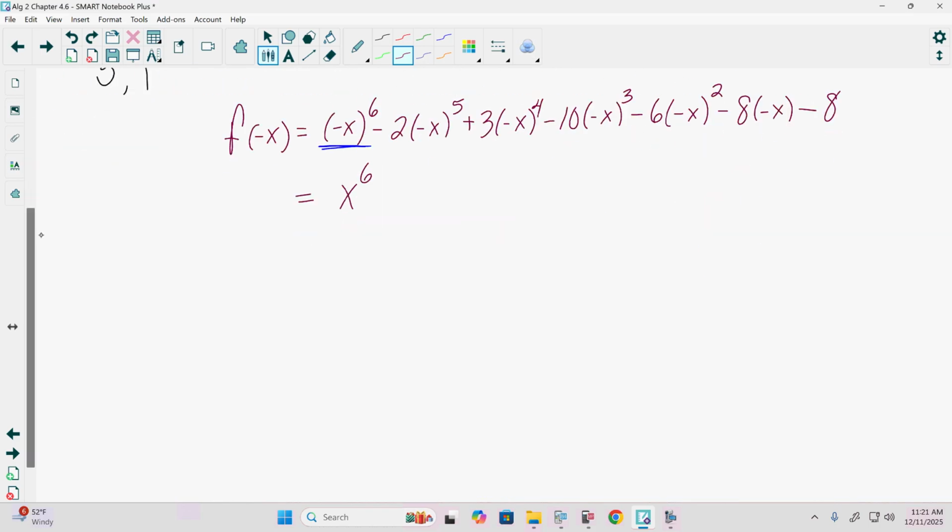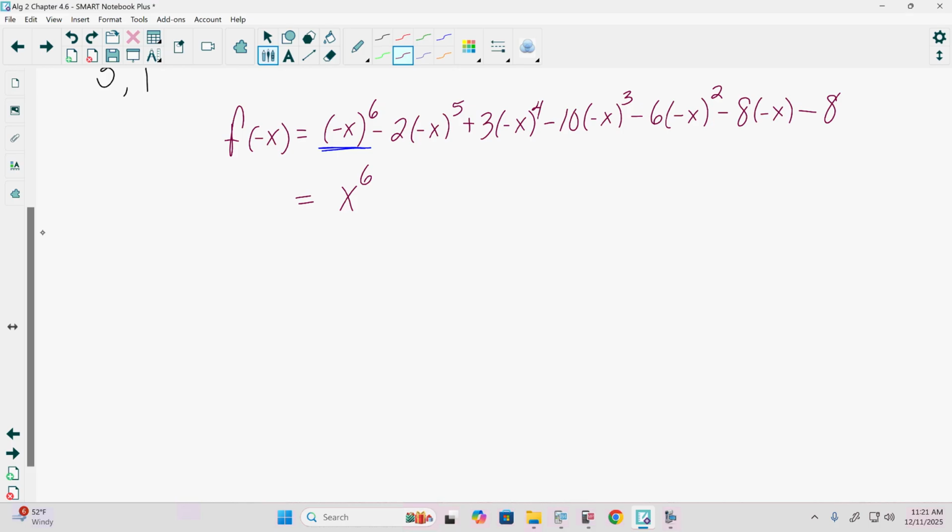So looking back at this here, negative x to the 6th, that x to the 6th is just going to be positive x to the 6th, because that negative that we put inside the parentheses is going to become positive. It's not going anywhere. Since it was positive, it's going to stay positive.